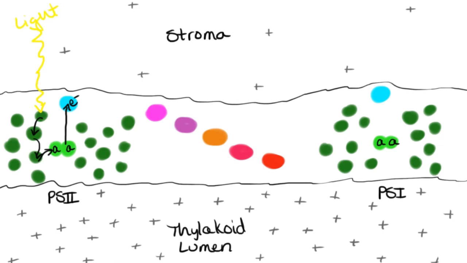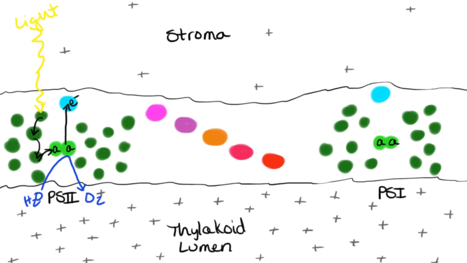Once that happens, we have to replace the electron that just left the chlorophyll A, and water from the thylakoid space, or the thylakoid lumen, is going to be picked up. It's going to be oxidized, and when it is oxidized, it turns into oxygen gas, and that will give the electron to chlorophyll A. So in that way, we're replacing the electron that just left chlorophyll A.